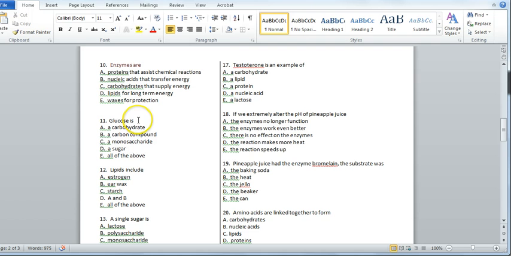All right, here, glucose is a carbohydrate, a carbon compound, a monosaccharide, a sugar, all of the above. You could probably tell from my sarcastic tone, all of the above. So this is a great review question for you if you're still a little confused about carbohydrates.